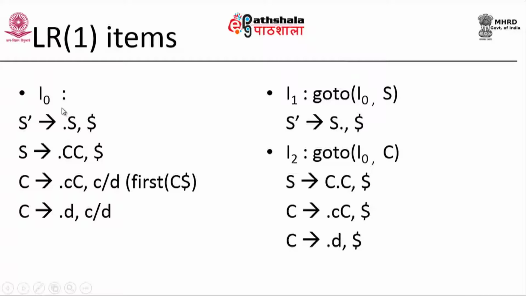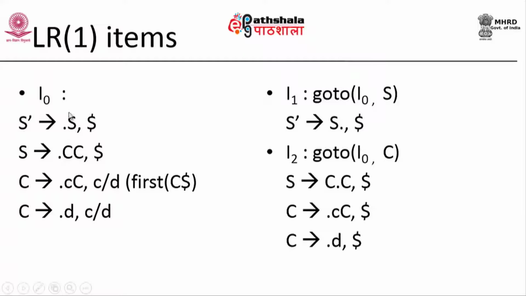Now, this is my item set. So, here I have alpha dot B beta. So, look at beta A's first. Beta is epsilon here, therefore, this is dollar. Next one, B is capital C, beta is capital C. So, beta A's first is going to be c slash d. That is what I have got here.